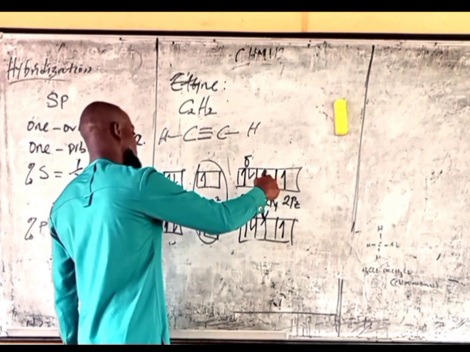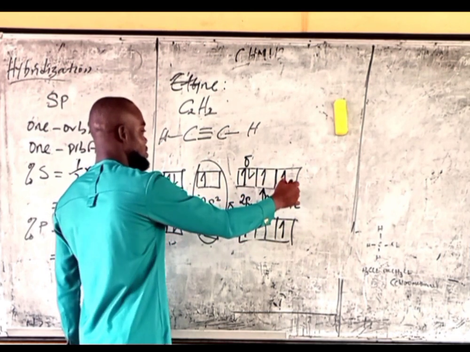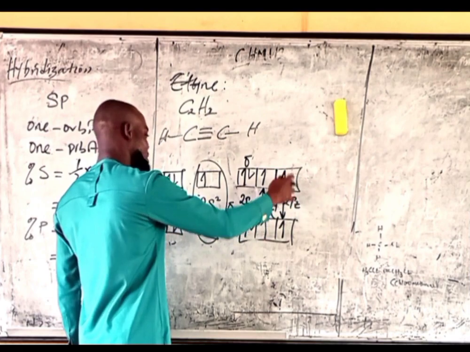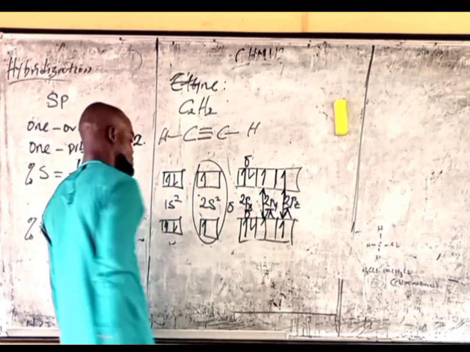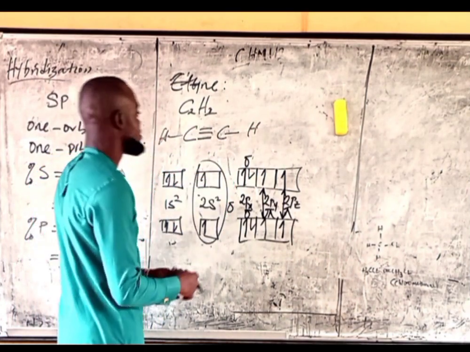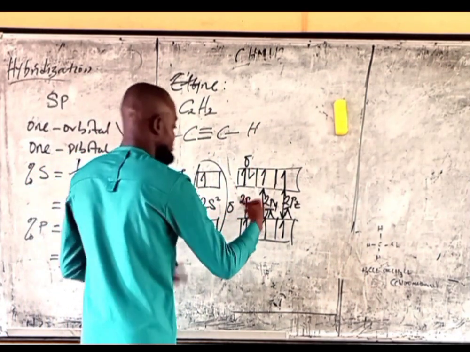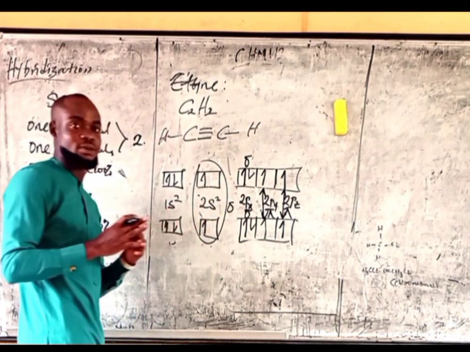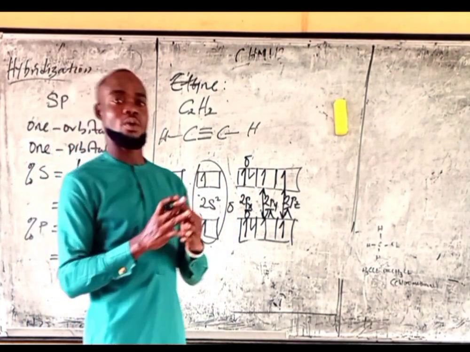Now if p and p overlap, they're going to form a pi bond. This and this will overlap. If p and p overlap, they still form a pi bond. You can also use the structure. When we draw out the structure, you discover that the py and the pz overlap inside the structure to form what we call a pi bond.